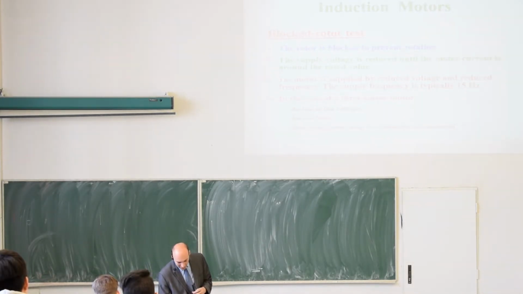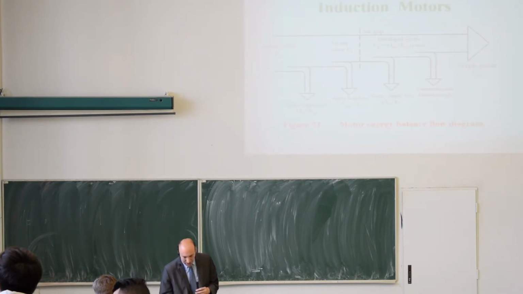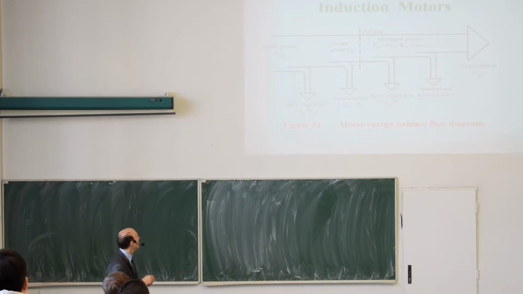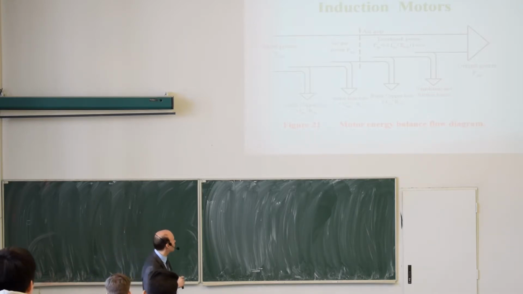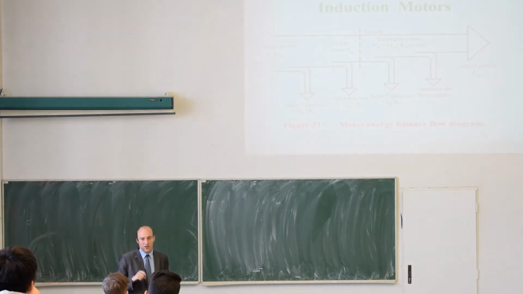and therefore I cannot overheat the motor in this kind of test. If I go back a little bit to this picture, we can see that the stator copper losses depend on stator resistance and the square of stator current. And since in this blocked rotor test I have the nominal current, I cannot overheat the motor because I am using the current for which the motor is designed.